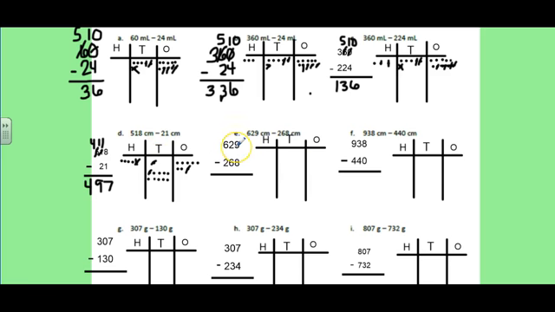Okay, so this next one, 629 minus 268. I'm going to put 600s in the hundreds place of my place value chart.